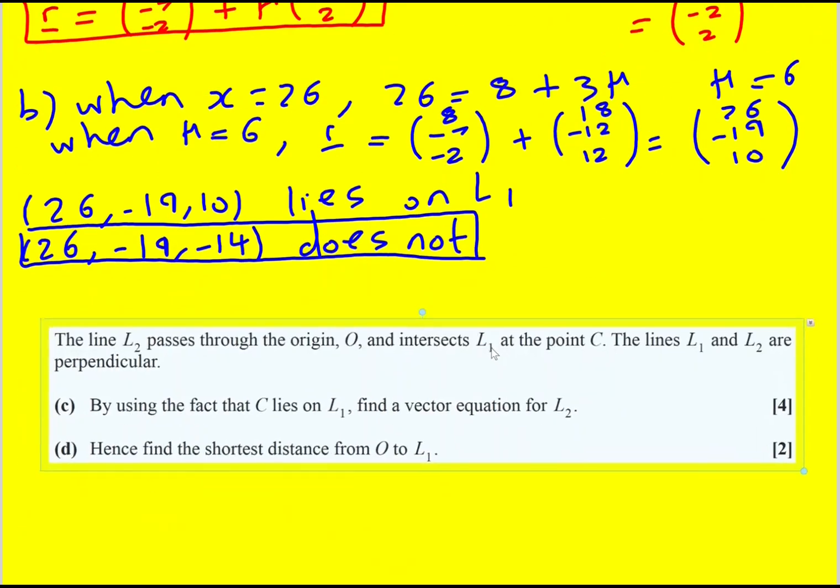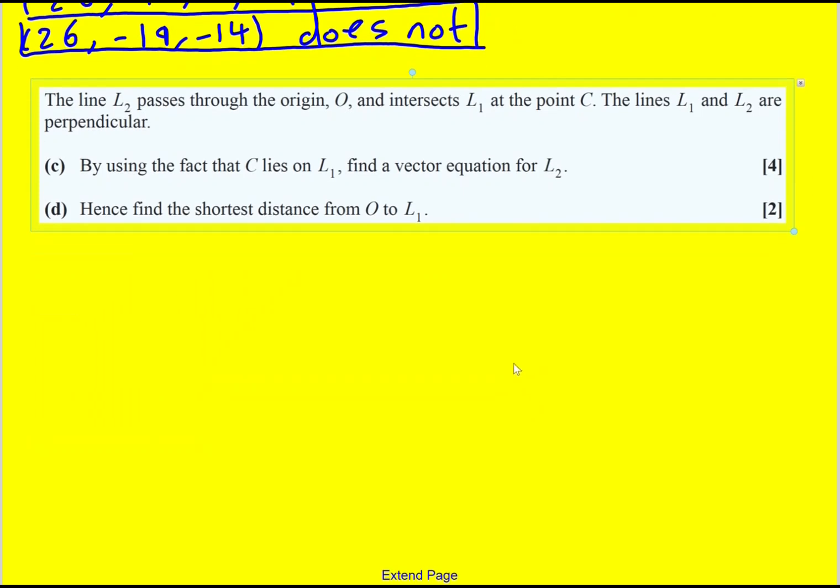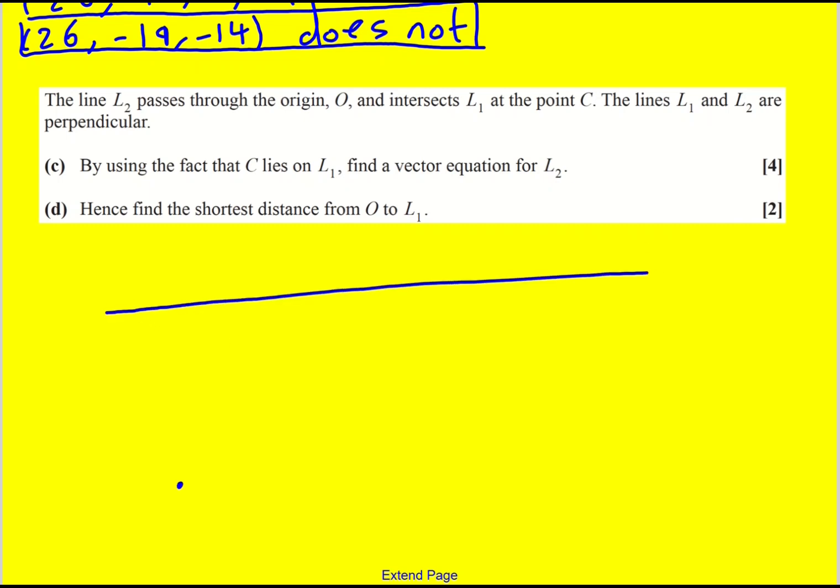Now for the trickiest part of the question. A and B are fairly standard once you've practiced them. C is your sort of curveball. We're told that the line L2 passes through the origin and intersects L1 at the point C, and that they are perpendicular lines. So I've got my line L1 that I'm going to get onto at A, like here, for example. I know I'm drawing a slightly different diagram to the first time, and then we've also got it at B. I'll leave that one out.